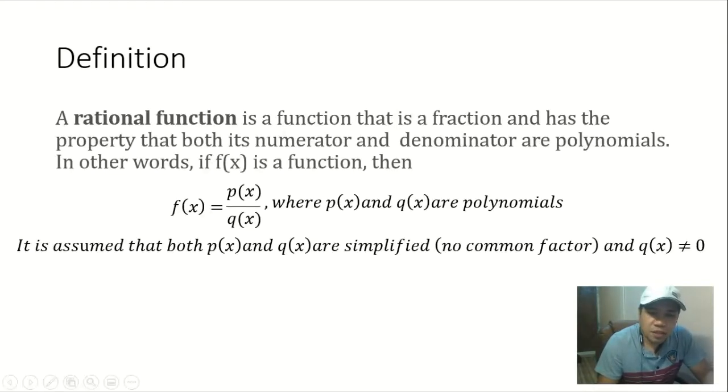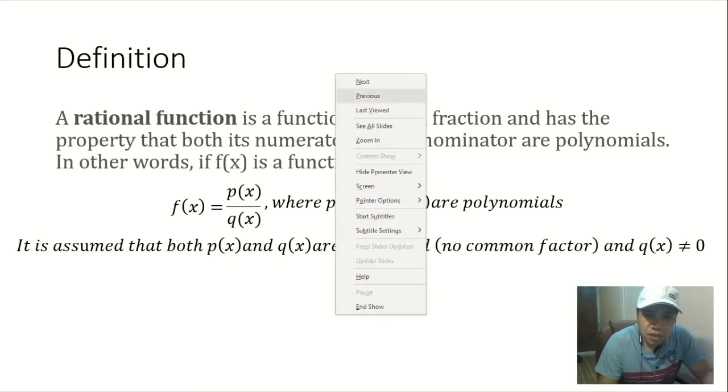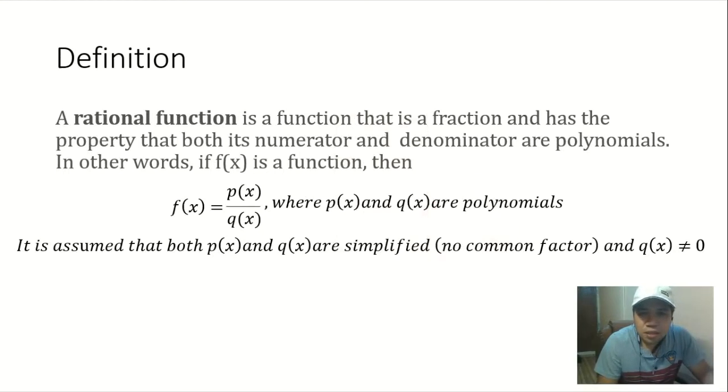So for the definition, a rational function is a function that is a fraction and has the property that both its numerator and denominator are polynomials. In other words, if f of x is a function, then f of x is equal to p of x divided by q of x, where p of x and q of x are polynomials. We will try to have a recap on what is a polynomial before we proceed with the rational function.